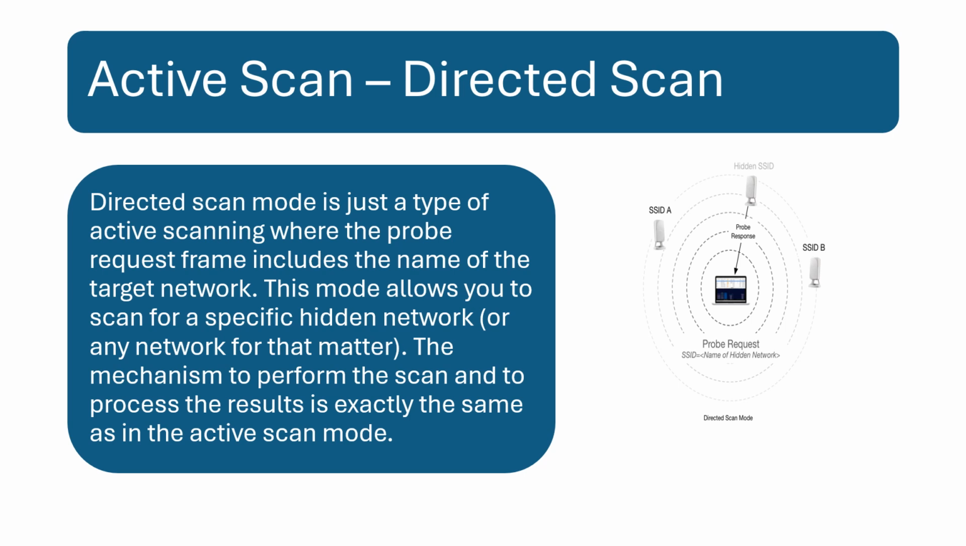Let's jump to directed scan. Directed scan mode is just a type of active scanning where the probe request frame includes the name of the target network. This mode allows you to scan for a specific hidden network, or any network for that matter. The mechanism to perform the scan and to process the results is exactly the same as in the active scan mode.